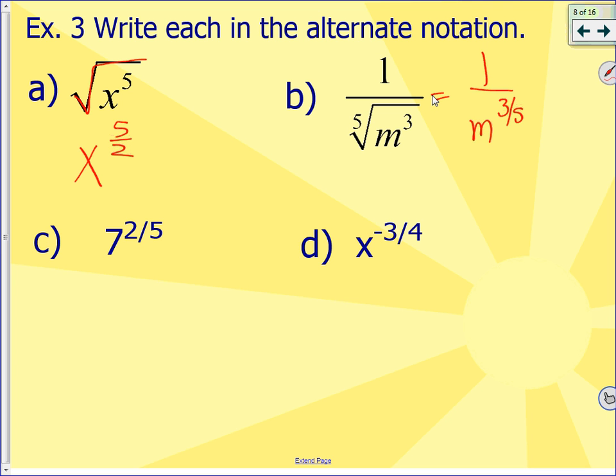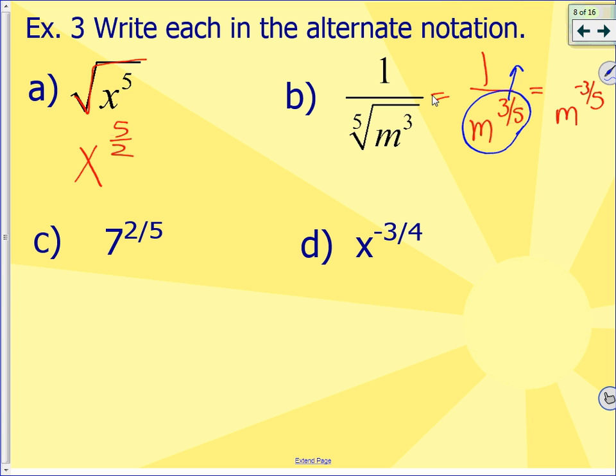Can someone help me rewrite this so it's no longer a fraction? Denise? But you have to flip it. So it'd be m to the what power? -3/5. Because it was positive under, if we bring it on top, it's negative. So the power becomes negative, not the m. Correct. The m stays m.